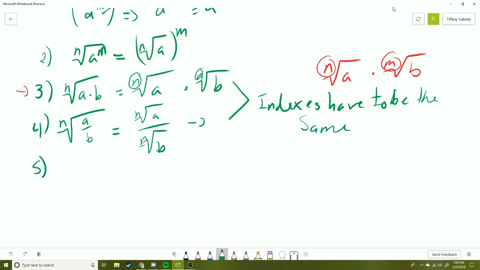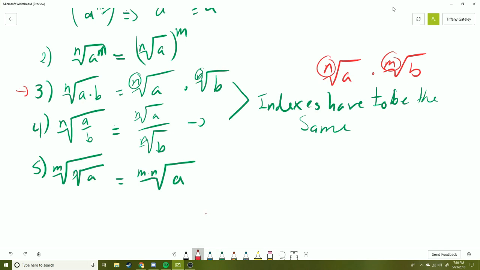Alright, 5. If you have the mth root of the nth root of a, this is the m times n root of a. So if you have a root within a root, you multiply your two indexes together. And so those are all our laws of radicals, and they're pretty simple to remember.